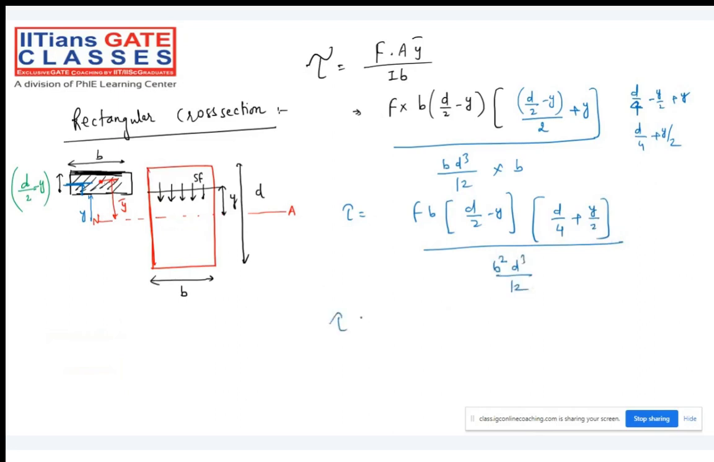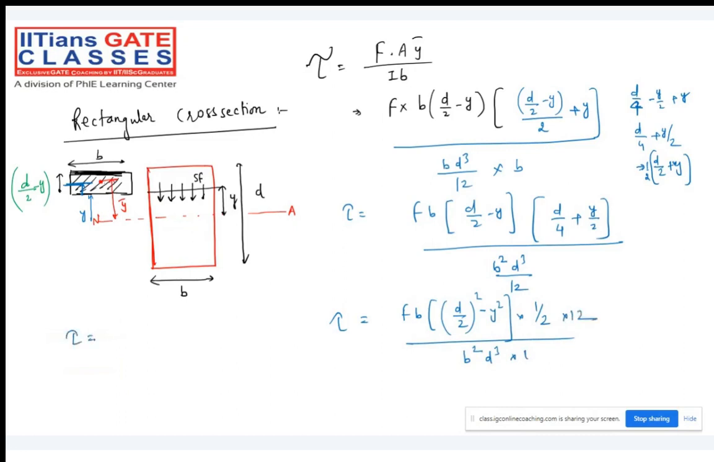So tau I can write as f into b. This I can write further as 1 upon 2 into d by 2 plus y. A plus b into a minus b becomes a square minus b square, so d by 2 square minus y square, something like that, into 1 upon 2 divided by b square d cube by 12. So finally, it's just simplifications that we have to do. 6f b, or we can write 6f divided by bd cube, into d by 2 whole square minus y square.